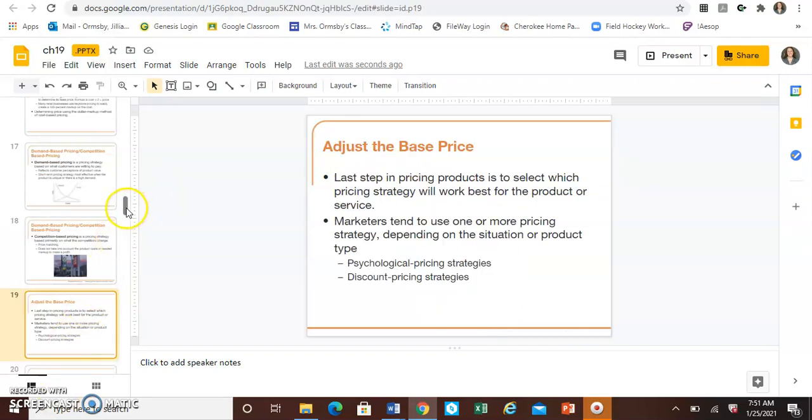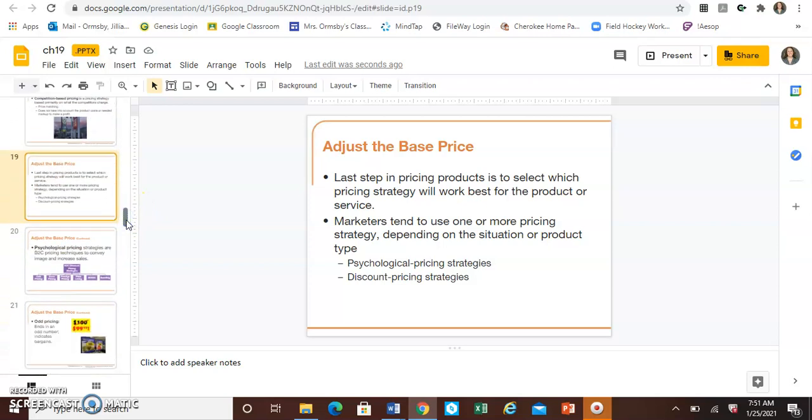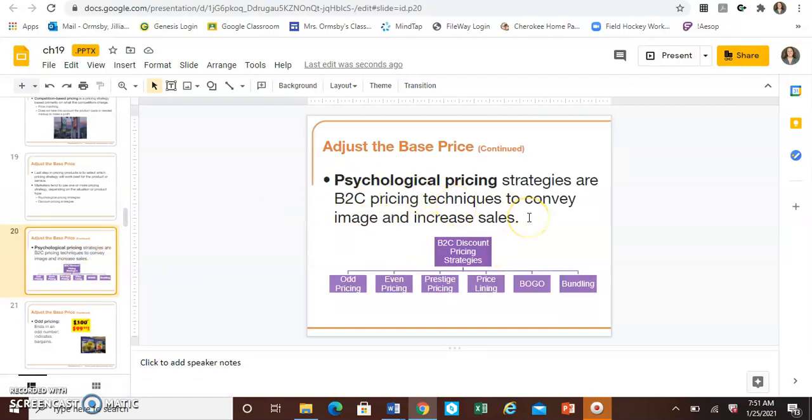All right, so now, after we determine what the base price is using one of those methods, we're going to adjust the base price. There are two different methods we could use, psychological pricing strategies or discount pricing strategies. The psychological pricing strategies that we're going to talk about are odd pricing, even pricing, prestige pricing, price lining, BOGO, or buy one, get one, and bundling. And these strategies are business to consumer pricing techniques that convey image and increase sales, okay?